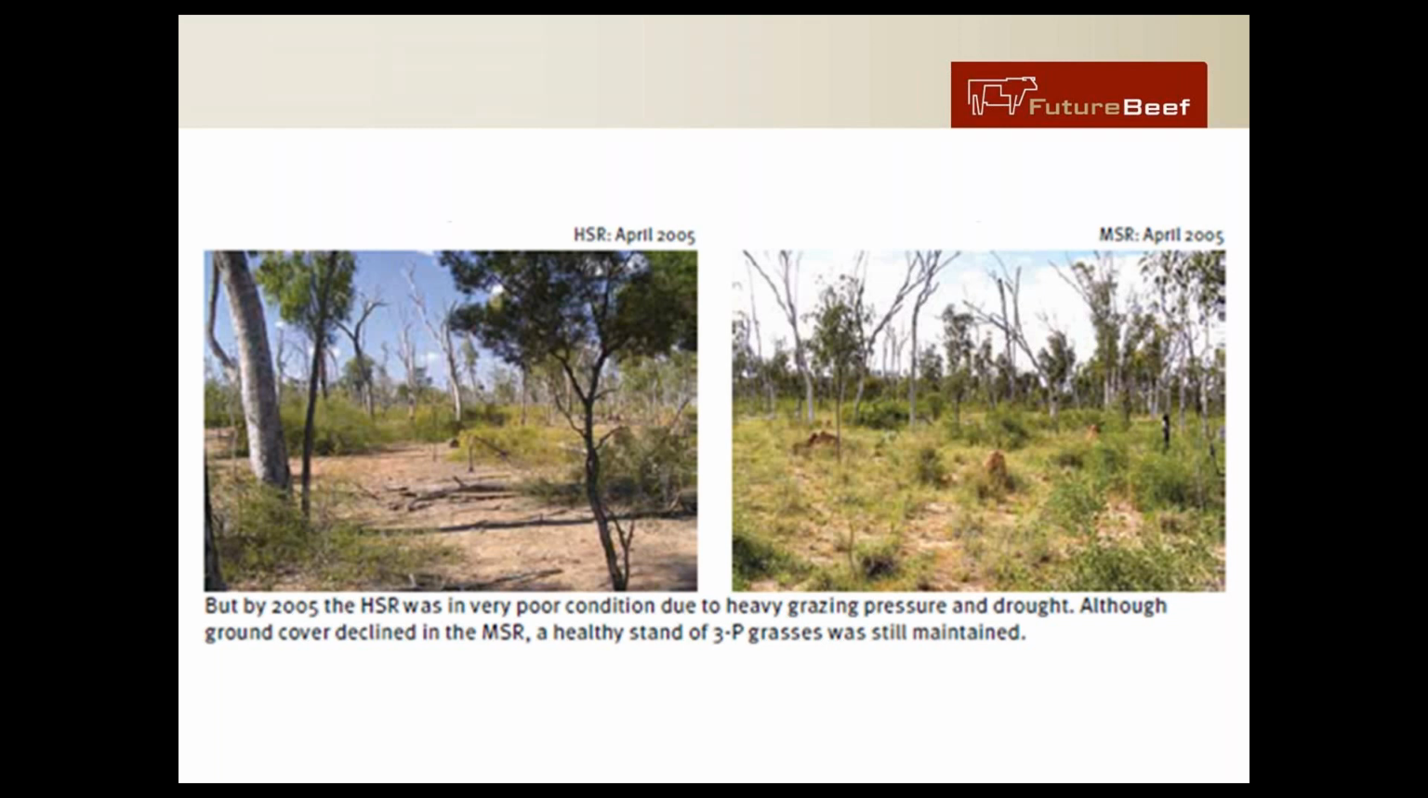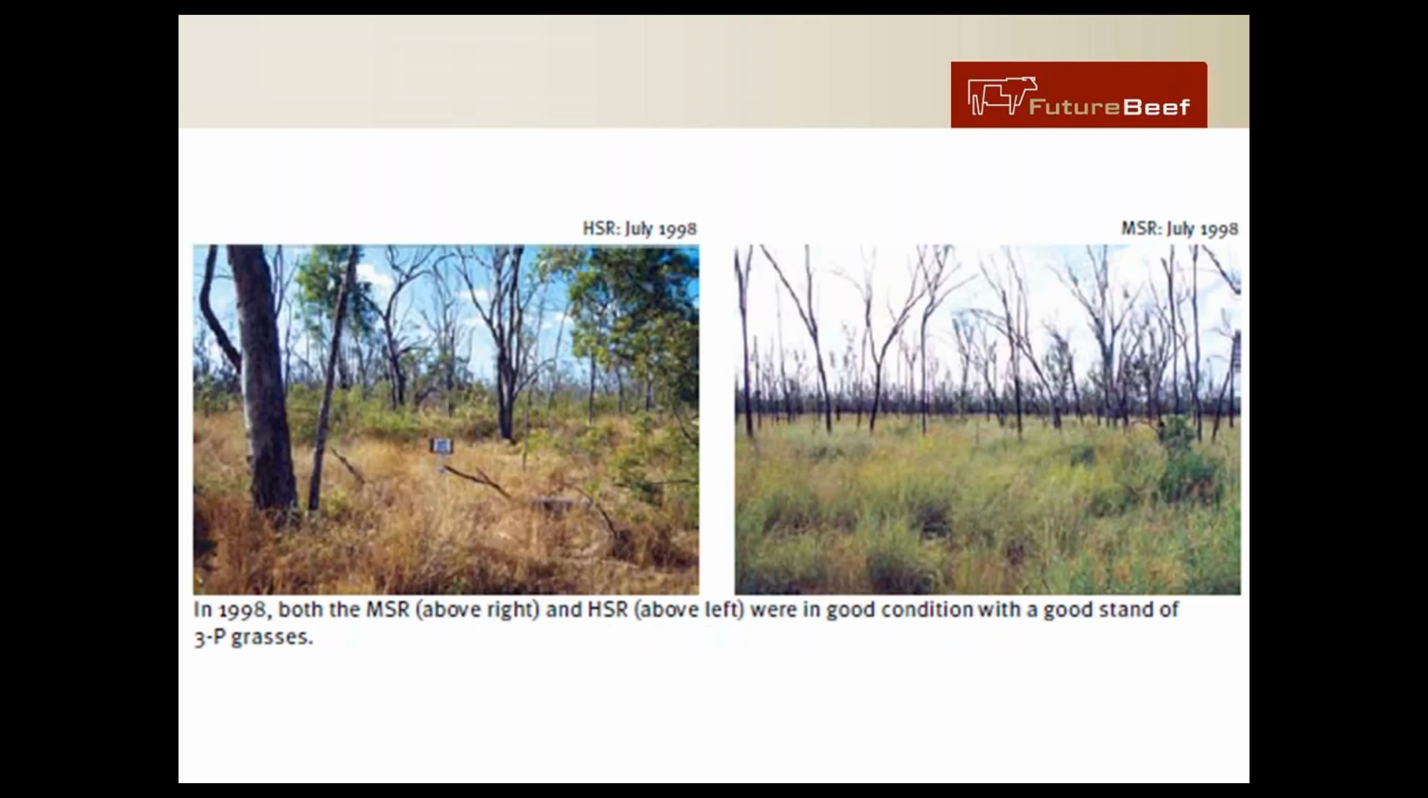Whereas on the right, where we've got our moderate stocking rate, there's bare soil there. There's more than what there was in the years before, back in 1998. However, I can still see some 3P tussocks in there. In fact, there's quite a few of them. So that was the difference between the moderate stocking rate and the heavy stocking rate. Gone backwards.